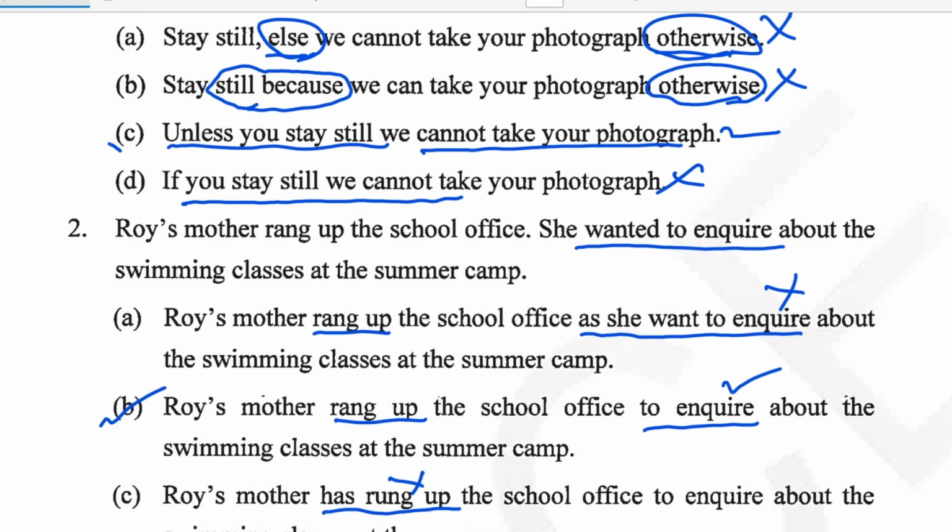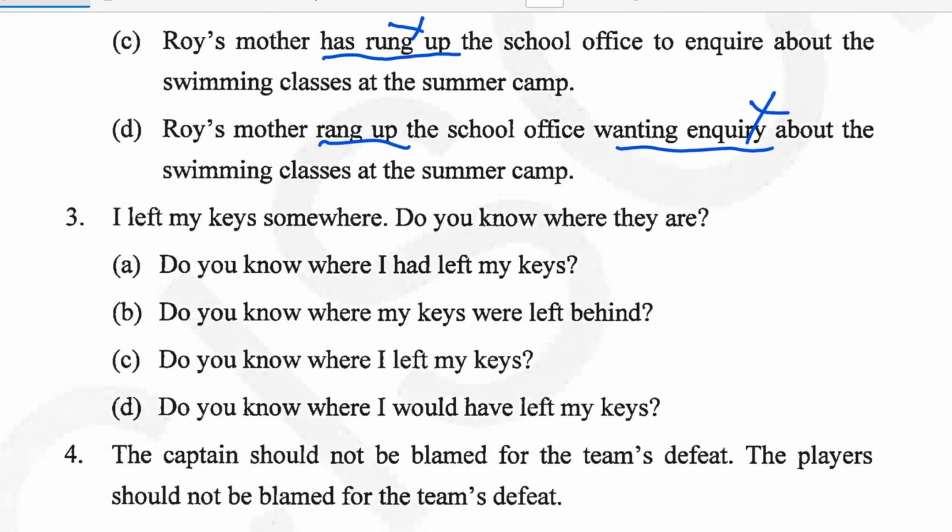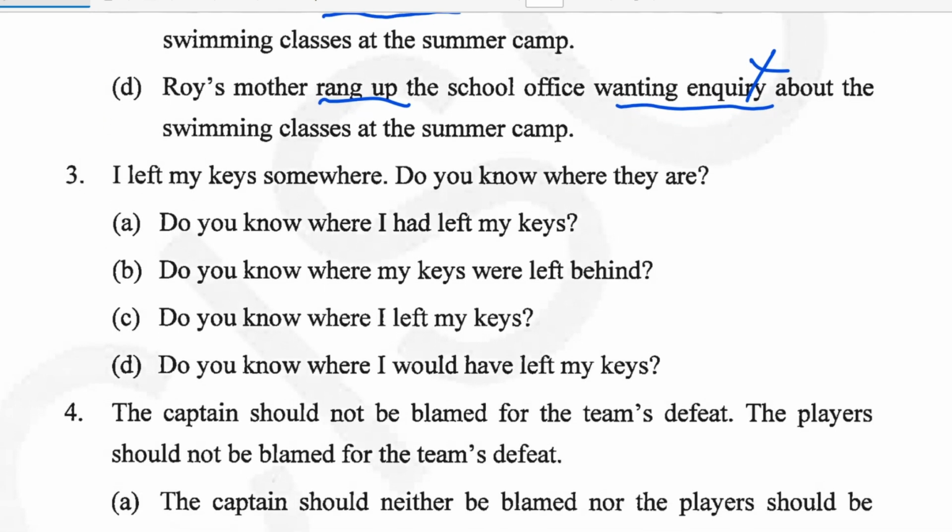Here option C is the correct answer. I left my keys somewhere. Do you know where they are? I left my keys somewhere. So we have to mention I left my keys. Where I left my keys? This one. Do you know where I left my keys? This one. Do you know where my keys were left? This is correct, but we have to mention I left.